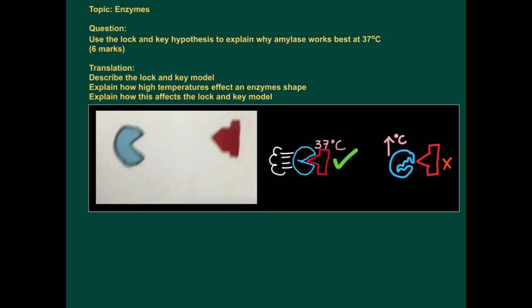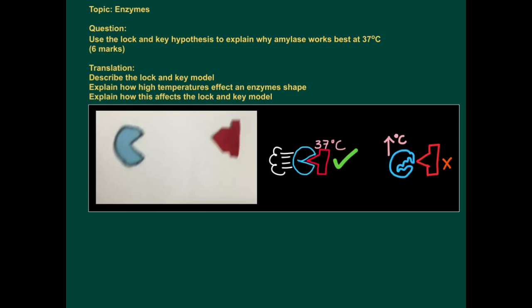In this exam application tutorial, we're going to look at the topic of enzymes. The question for 6 marks is: use the lock and key hypothesis to explain why amylase works best at 37 degrees Celsius. This is another fairly loaded question with lots of sub-questions hidden away, and you have to address every part of the question to make sure you're unlocking every mark available.